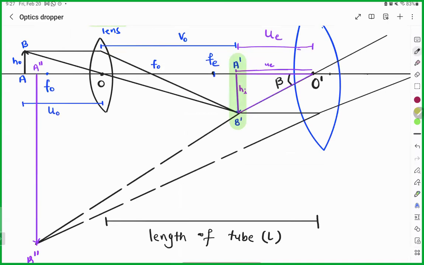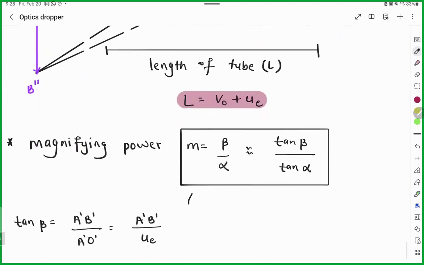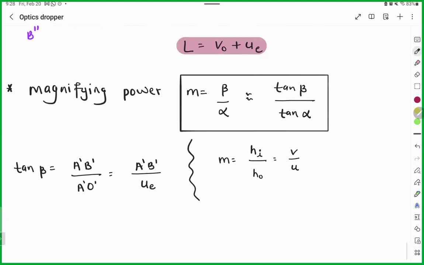At the same time, we have to calculate magnification, and we know magnification is equal to height of the image divided by height of the object, or equal to V by U. You studied this in lenses, correct? Height of the image by height of the object is equal to V by U.